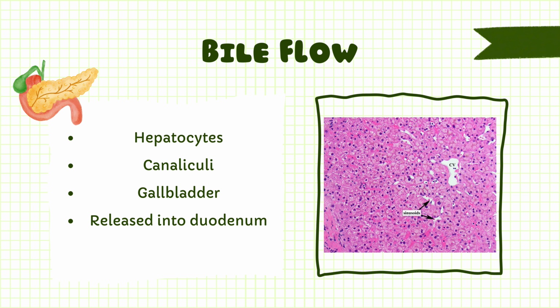Most bile salts are not lost. They're reabsorbed in the ileum and sent back to the liver through the portal vein. This recycling process is known as the enterohepatic circulation. It allows the body to reuse bile salts multiple times during digestion.